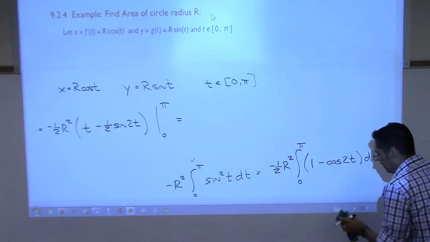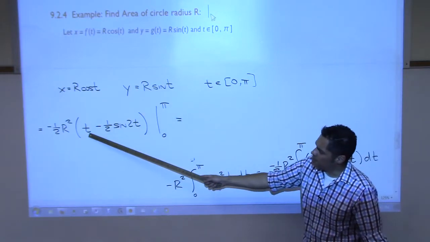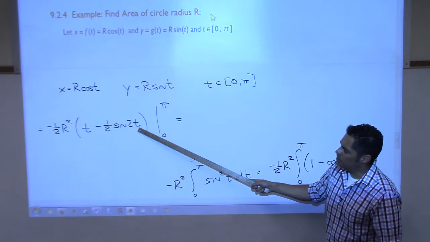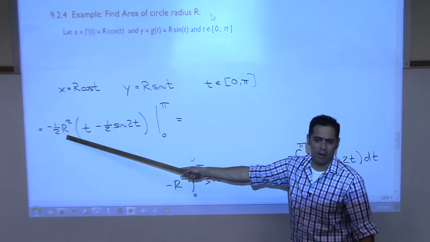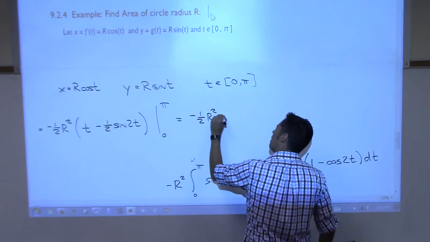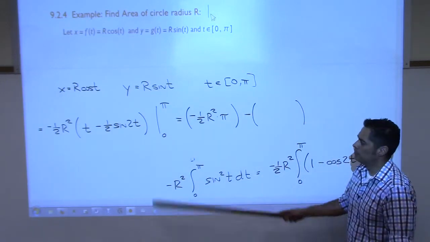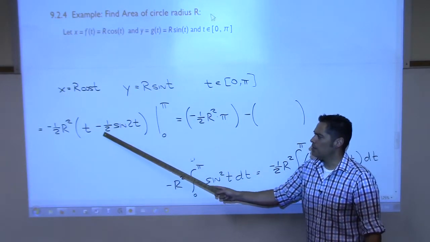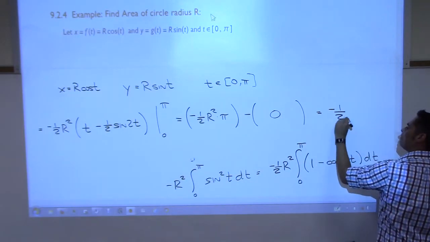And when we plug in pi, what do we get? So pi goes in first. That's going to be pi, right? What is sine of 2 pi? 0. So this whole term's gone, right? So all you have is a pi out here, and you've got that out front. So negative 1/2 capital R squared times pi, minus, now we plug in 0. When we plug in 0, sine of 0 is 0. That whole thing zeroes out. Times that, still 0, so we get that. And we're getting a strange answer.